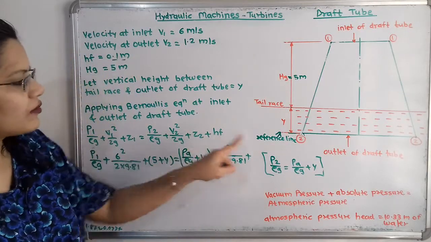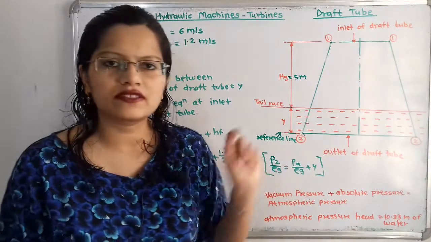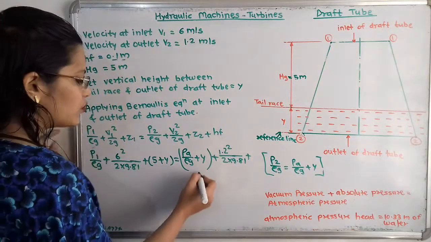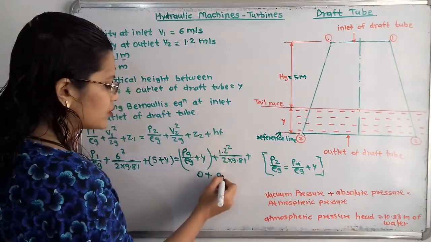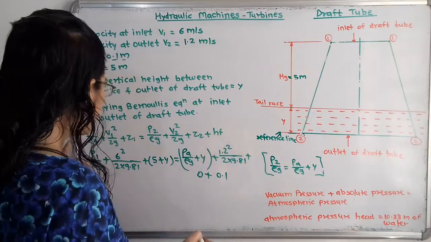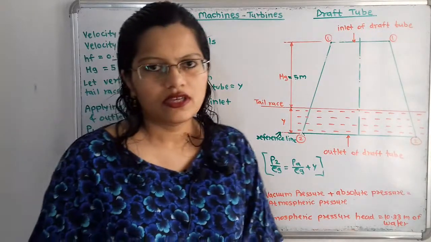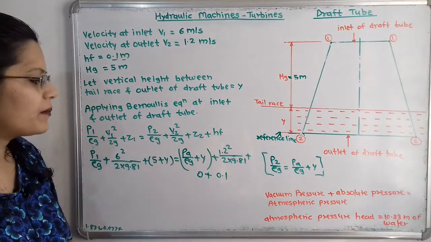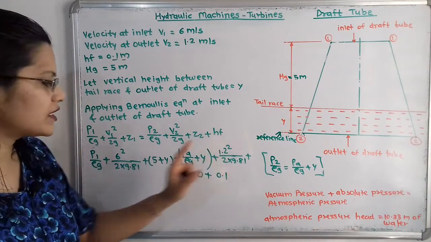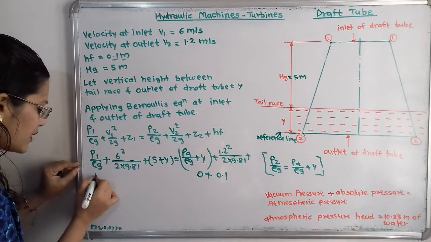So what is the value of Z2? The reference line is passing through the outlet, so Z2 is 0, plus HF. What is the value of HF? That is 0.1. So in this way, this is the equation. Now if we observe here, we have to decide the value of Pa by rho g. So first I will solve this. P1 by rho g, that we have to find out.